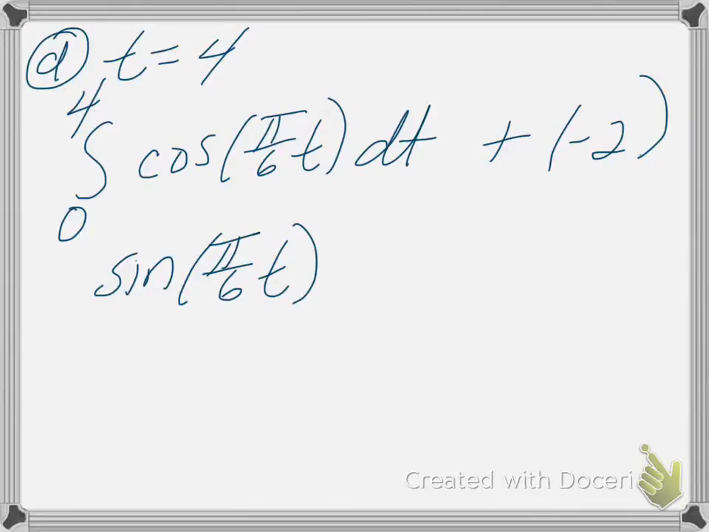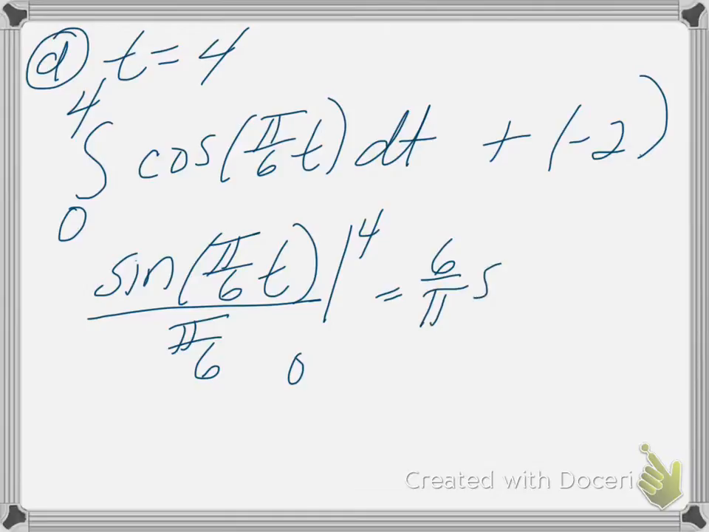Okay, so let's check and see if this works. So the derivative of sine of something is cosine of something times the derivative of the something, which is pi over 6. So we have a pi over 6 too much, so we have to divide by pi over 6, as it goes from 0 to 4. Remember, if you are dividing by pi over 6, that's the same thing as multiplying by 6 over pi. Okay, and that's what we need to solve.